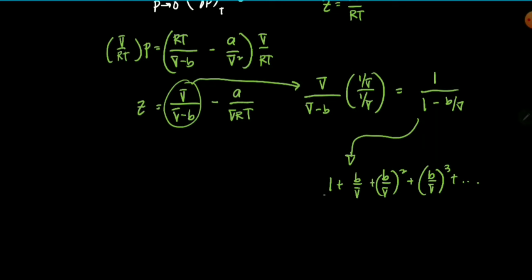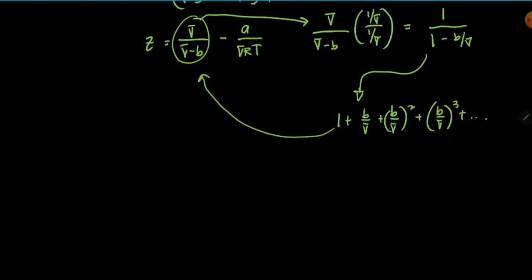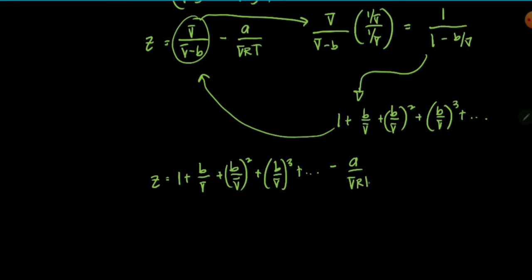Okay? So, ilalagay na natin siya dito sa term na to. So, Z is equal to 1 plus B over V bar plus B over V bar squared plus B over V bar cube plus, okay, continuous siya, minus A over V bar RT.